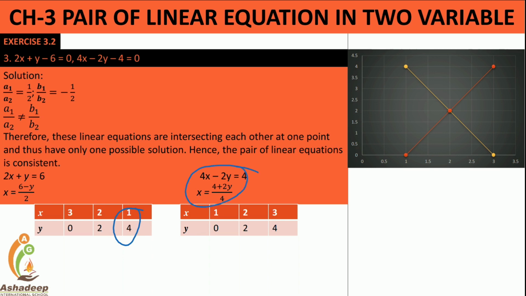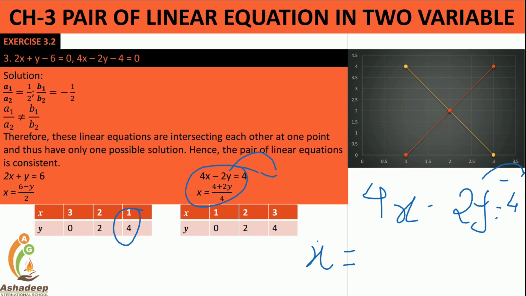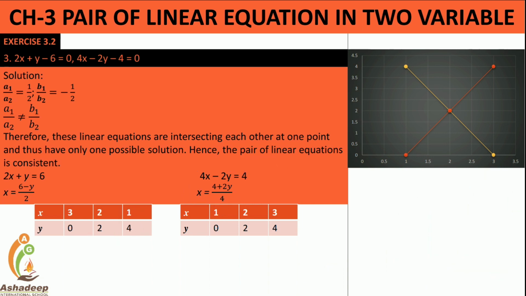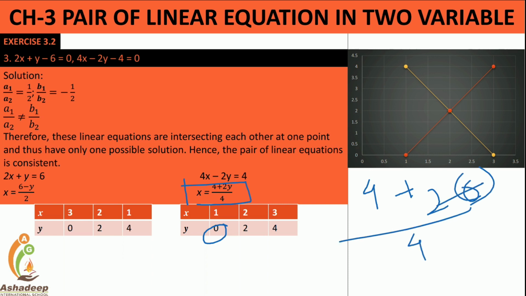Now let's talk about this one. 4x minus 2y is equal to 4. Now make x alone. So x is equal to, 2y goes to the other side, and it becomes plus. So 4 plus 2y, and the 4 from the numerator goes into the denominator, so divided by 4. This is our equation. Now instead of y, put 0. So 4 plus 2 into 0 divided by 4. 0 into 2 is 0. So 4 upon 4 is nothing but 1.